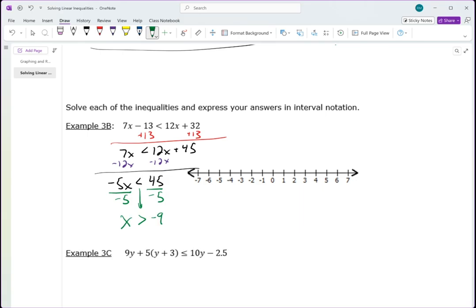Now, I love that I made a number line here, but I didn't even make it far enough out so that we could see the negative 9. Whoopsie.